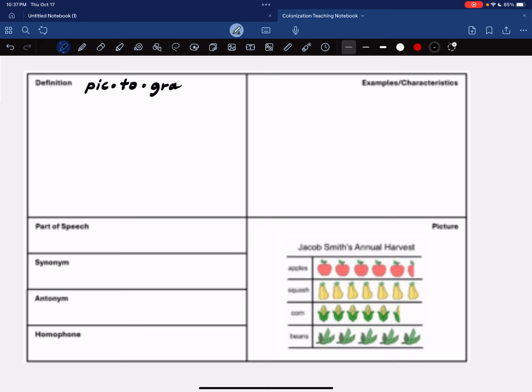Graph. Whoa, sorry about that. Not sure what happened there. Pictograph. And this one, I think, I'll tell you what, let me just go ahead and do the sound spelling. That's a schwa, O, graph. Pictograph.